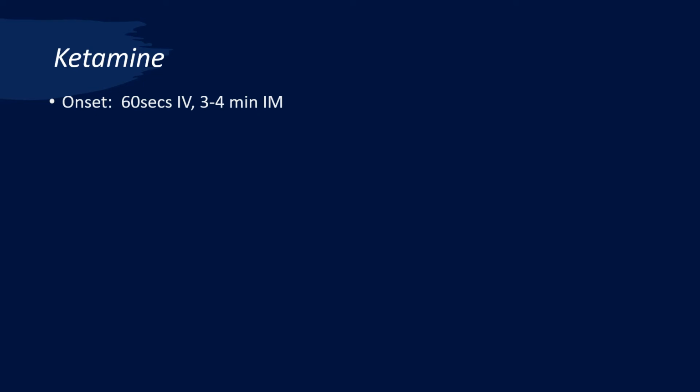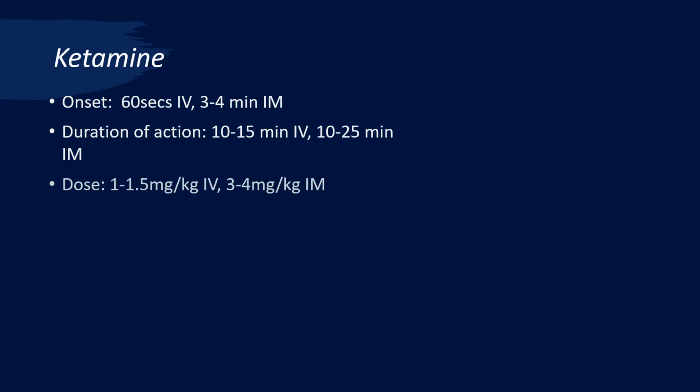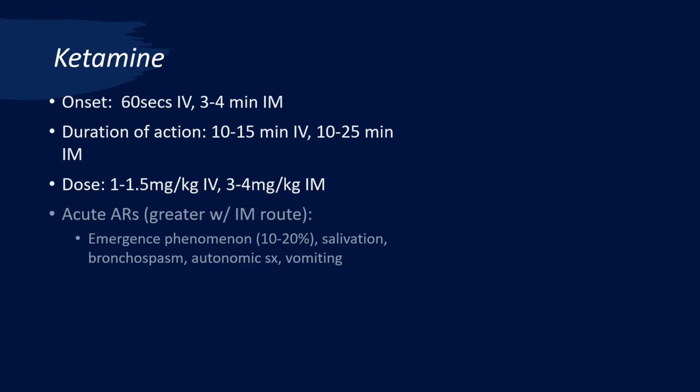The onset of action is between 60 seconds to a minute when given IV and 3 to 4 minutes when given intramuscularly. Duration can last between 10 to 15 minutes when given intravenously and up to an hour when given intramuscularly. The dose varies between 1 to 1.5 mg per kg intravenously, but a higher dose is required when given intramuscularly, 3 to 4 mg.